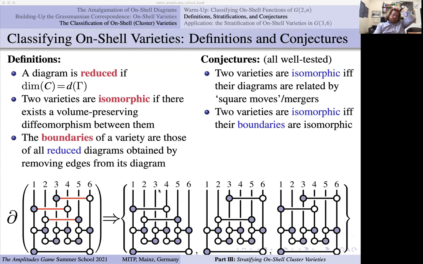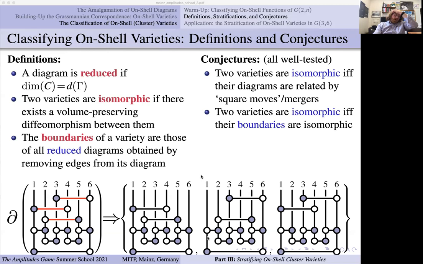Because this conjecture, I believe, is probably not too hard to prove, in fact. This conjecture is going to be our workhorse: two varieties are isomorphic if and only if their boundaries are isomorphic. Now this combined with this becomes an extremely powerful workhorse. Why? Because it means that I can take a diagram with a lot of edges, and I can go to its boundaries. And if its boundaries, like here, are non-planar graphs, I still don't know how to answer the question yet.